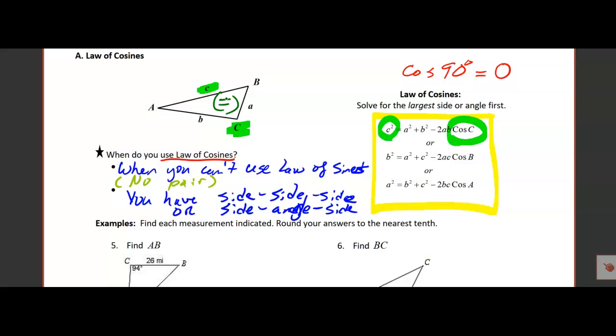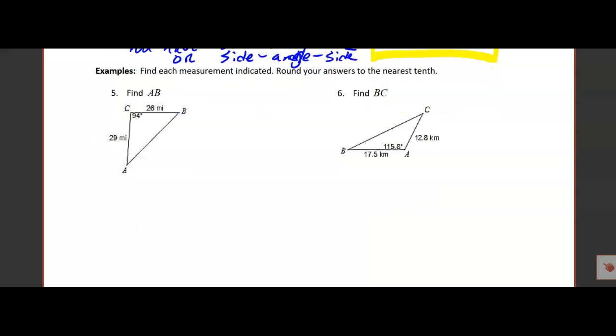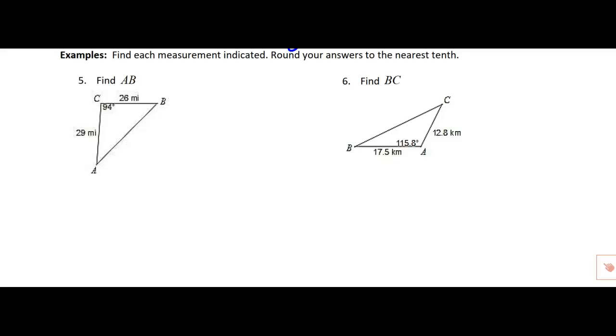All right, so let's do a couple of problems. So first problem. It's saying find AB. There's AB. That is side C. That is side B. That is side A. So 26 is side A. Side B is 29. Side C, I don't know. Angle C is 94 degrees.